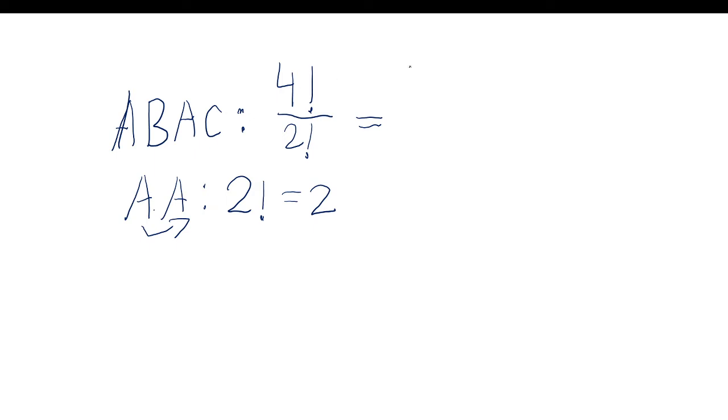So 4 factorial is equal to 24. 2 factorial is 2. Computing the quotient, we get 12 permutations of A, B, A, C. Now, what if we had something like this?